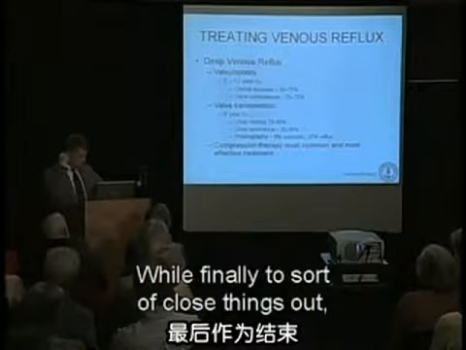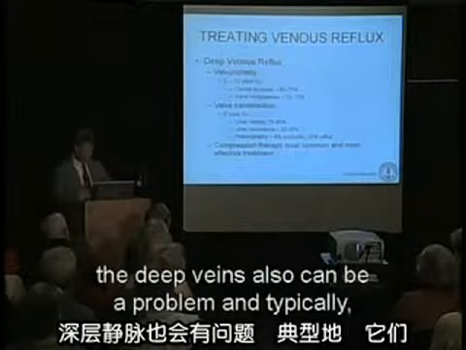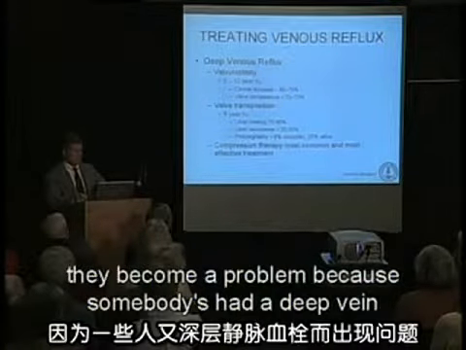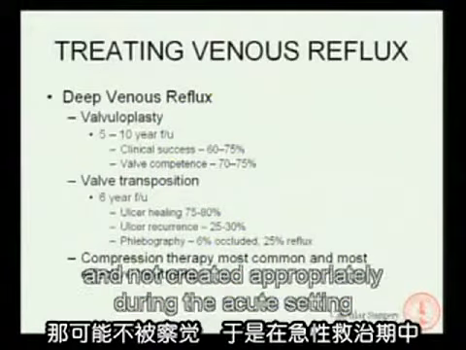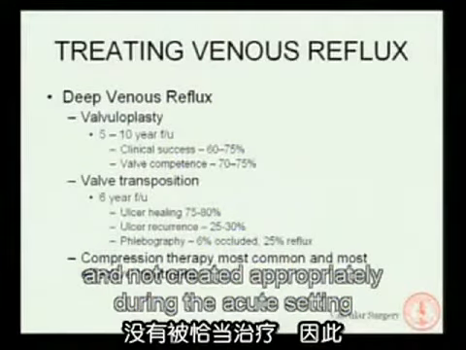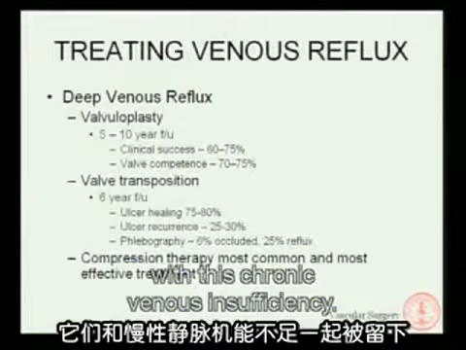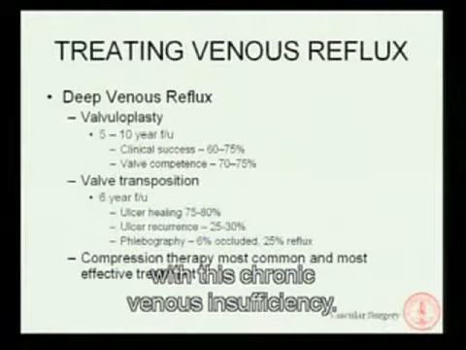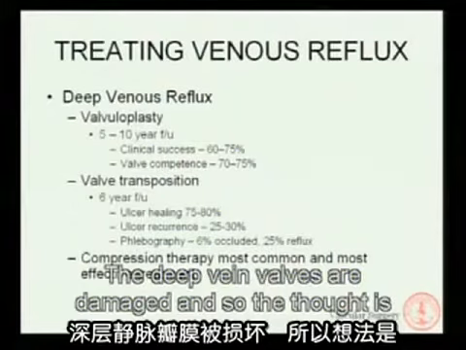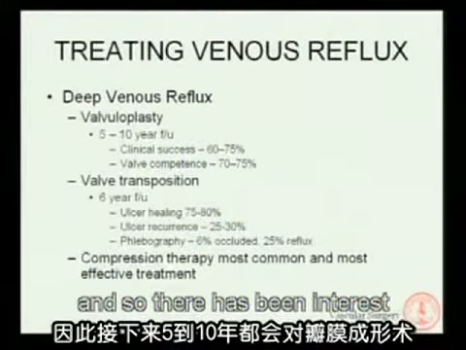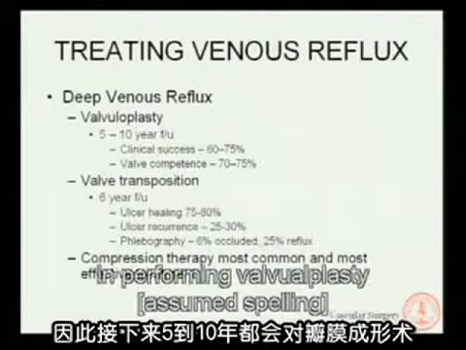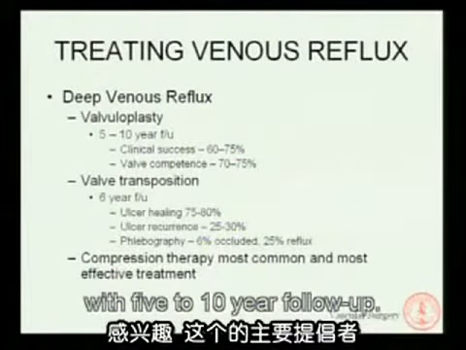Well, finally, to close things out, the deep veins also can be a problem, and typically they become a problem because somebody had a deep vein thrombosis that was probably not recognized and not treated appropriately during the acute setting, and therefore they're left with chronic venous insufficiency. The deep vein valves are damaged, and so the thought is if I could fix that valve, I might help this patient. And so there has been interest in performing valvuloplasty with 5 to 10 year follow-ups.